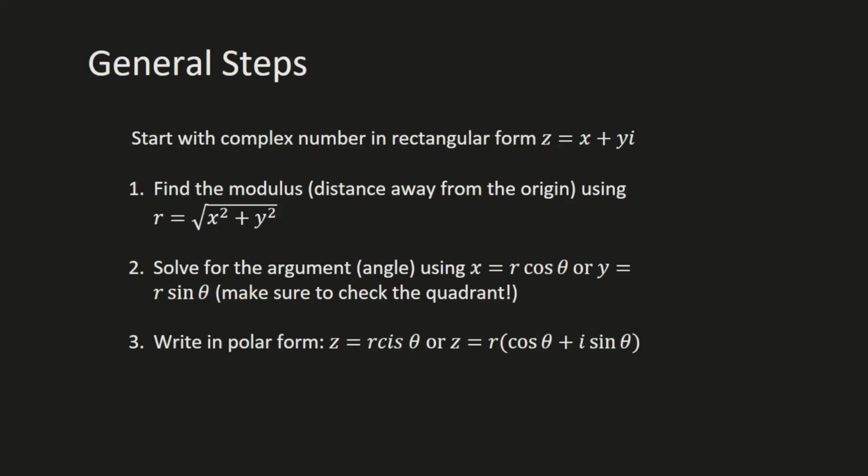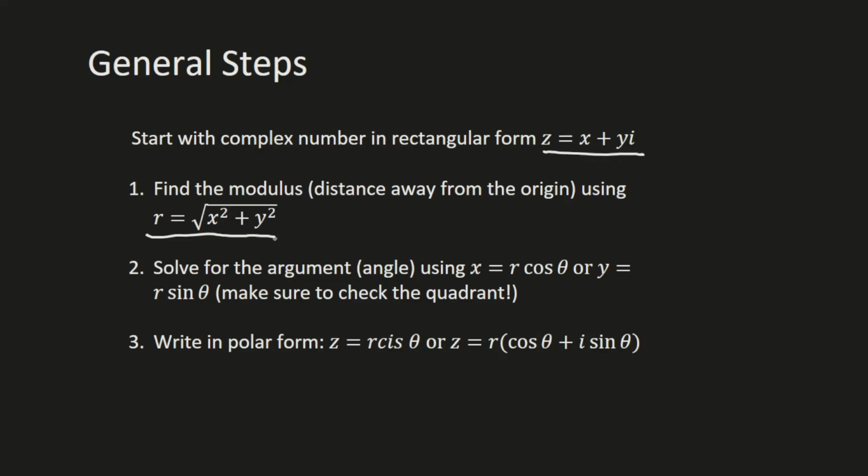Hey there, we're going to be converting complex numbers from rectangular form into polar form. And so we'll be starting with the form z is equal to x plus yi, where x is the real part and y is the imaginary part. Okay, so the first step in converting to polar form is to find the modulus, or the distance away from the origin. Using the distance formula here, r is equal to square root of x squared plus y squared.